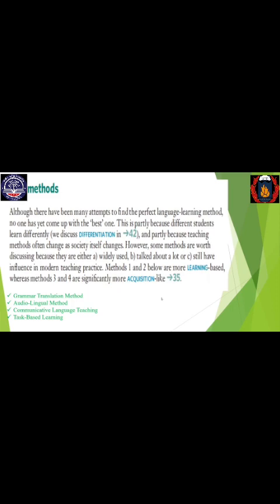Oh, learning style. I think learning style has three styles. Auditory, kinesthetic, and visual. Yeah, visual, kinesthetic, and auditory learning style.